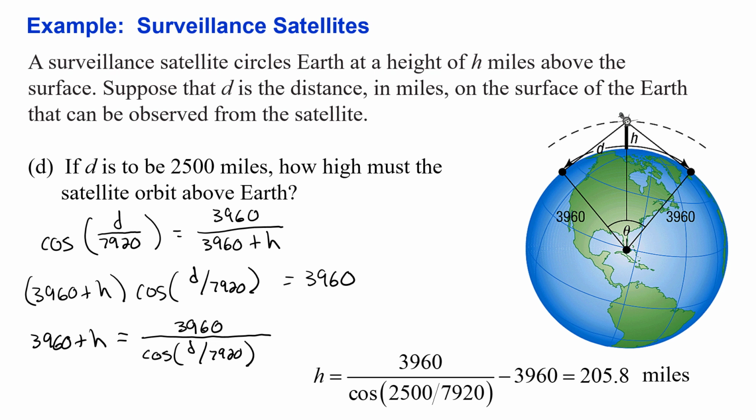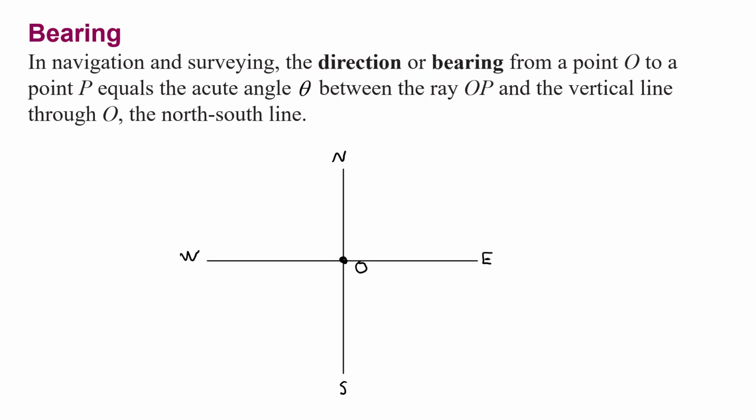Now, real quick note that we need to be in radian mode on our calculator when we find the value of cosine of the quantity 2,500 divided by 7,920. Now, before we complete our next example, let's introduce the idea of bearing. In navigation and surveying, the direction or bearing from a point O to a point P equals the acute angle theta between the ray OP and the vertical line through O, which is the north-south line.